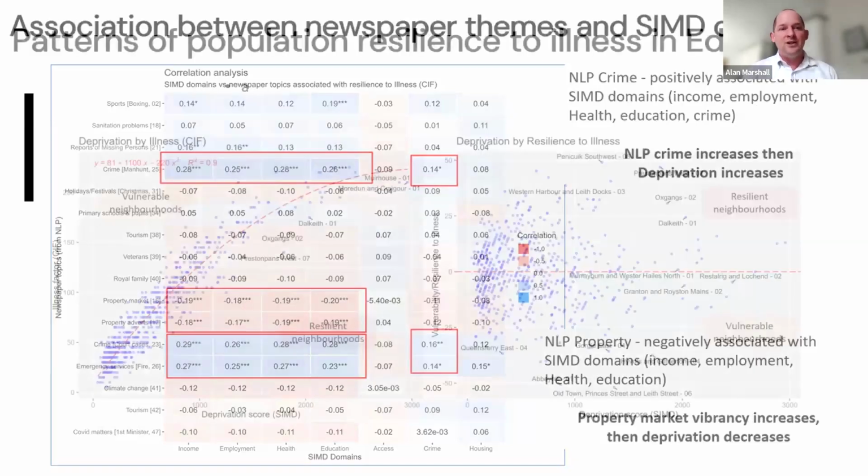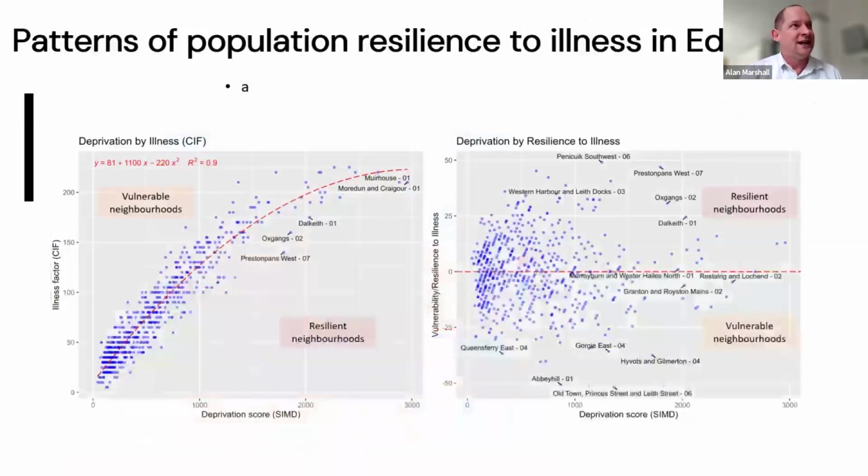But what we were really interested in assessing is, are our newspapers' themes telling us things we don't know about in the Index of Multiple Deprivation? And are they helping us to understand health outcomes in addition to what we might know from the level of deprivation in the area? And in order to investigate this, we developed a measure of vulnerability and resilience in neighbourhoods.